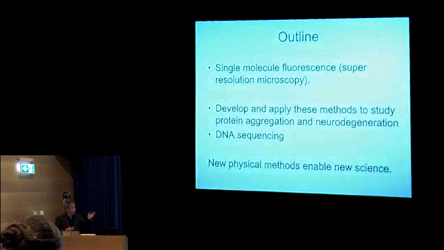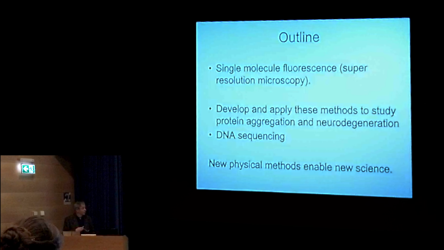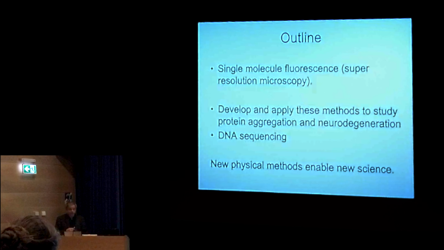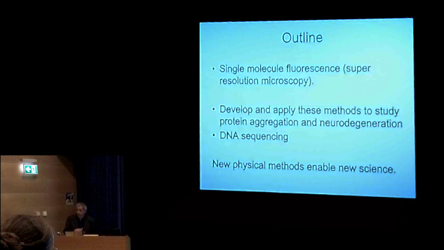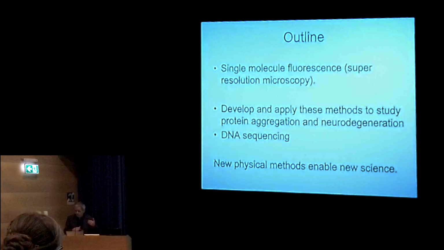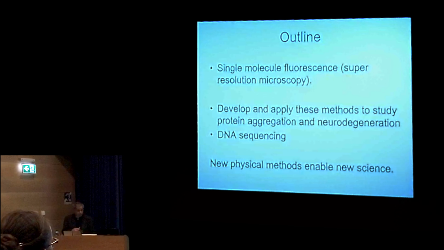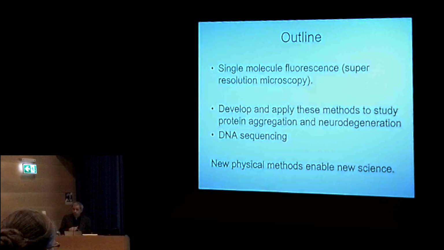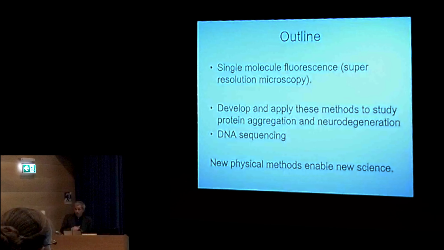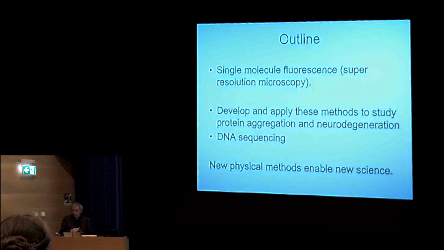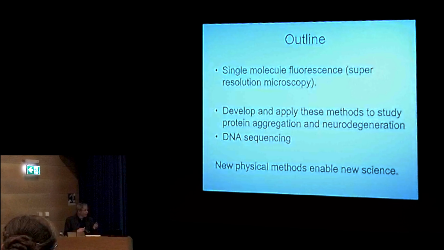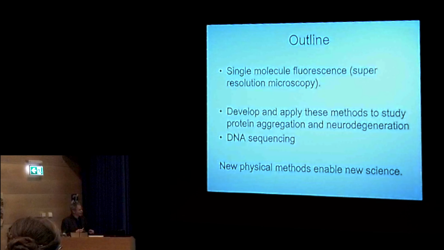I'm going to introduce a little bit how we do these types of experiments, and then talk about just two examples. First, how we've been developing and applying these methods to study protein aggregation and neurodegeneration, which I think is very interesting, showing how these methods can start to tackle complex disease. Then the best example of application of these methods, which is one of the things I did very early on when I arrived in Cambridge: developing a so-called next generation DNA sequencing method. And really the main message, if you fall asleep in the lecture, is that new physical methods can enable new science.